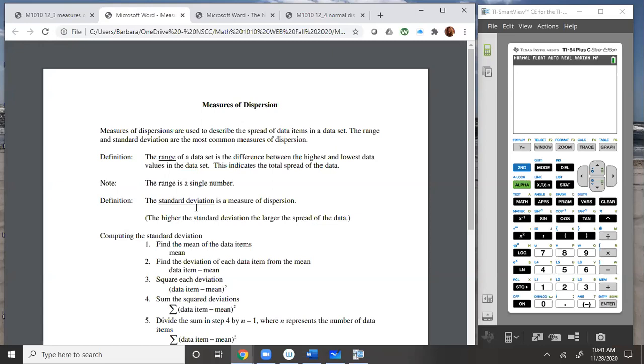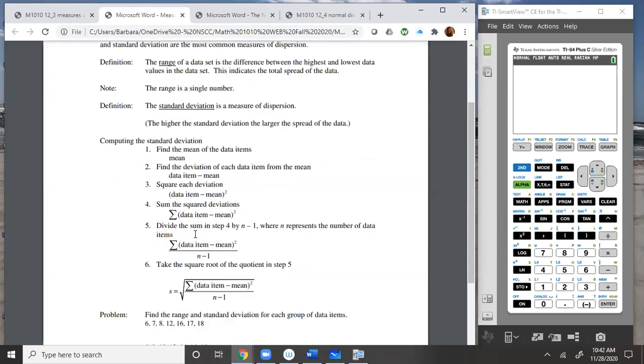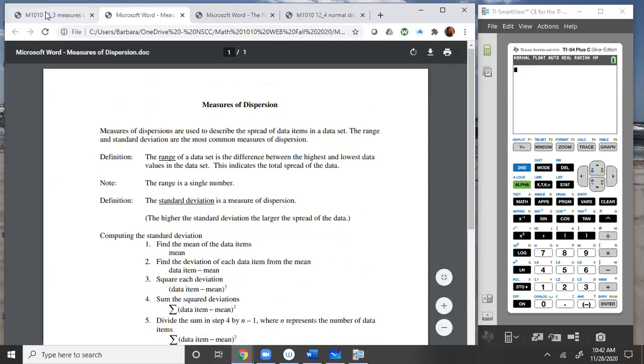The standard deviation is a measure of dispersion. The higher the standard deviation, the larger the spread of the data. In other words, standard deviation considers how far away the scores are from the mean. So the farther the scores are from the mean, the higher the standard deviation. And if the standard deviation is a lower number, that means they are closer to the mean. And we will go over how to find the standard deviation in the handout that I gave you.